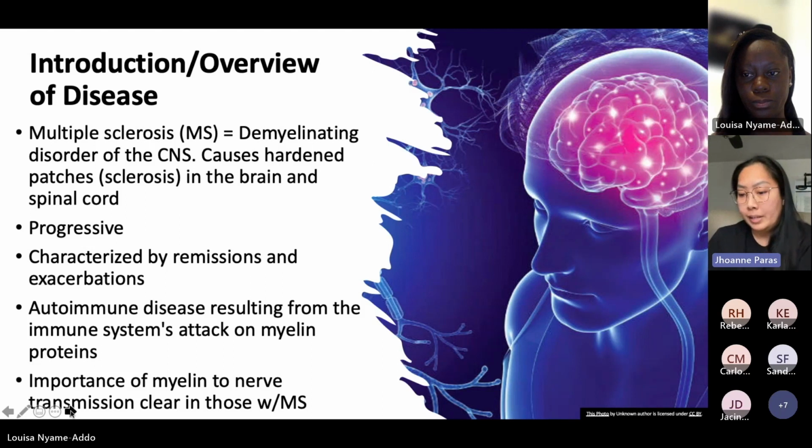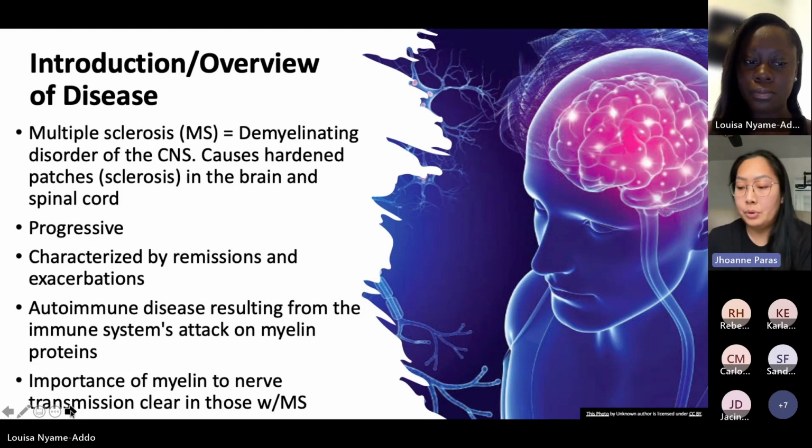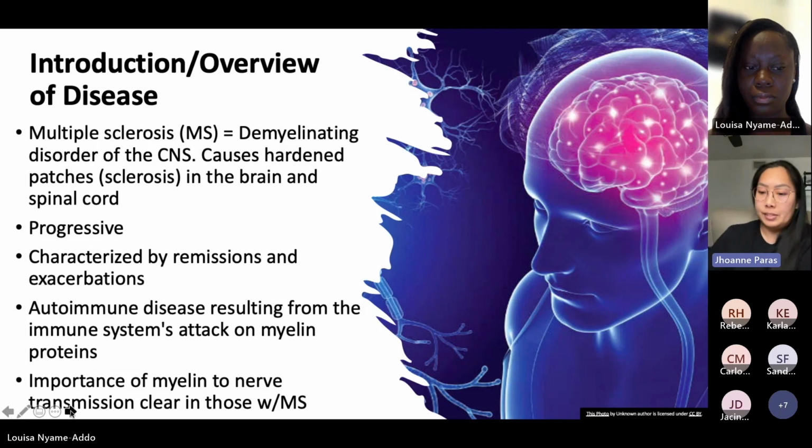And when we talk about myelin, we're referring to the protective coating around nerve fibers in the central nervous system. This myelin is the primary target of the immune attack in multiple sclerosis. On the next slide, we'll be talking about the different types of multiple sclerosis and the different stages.